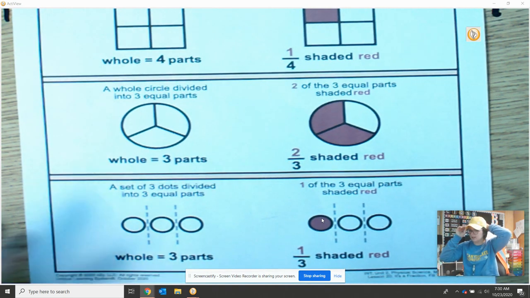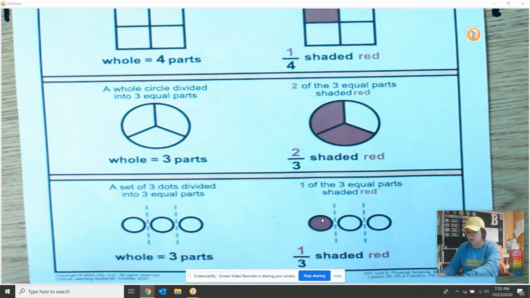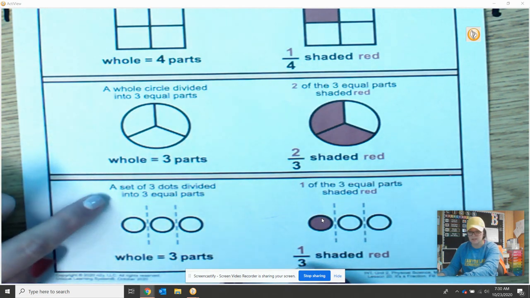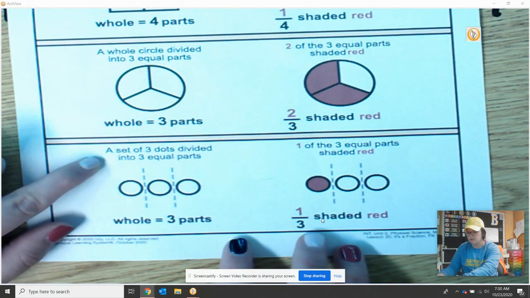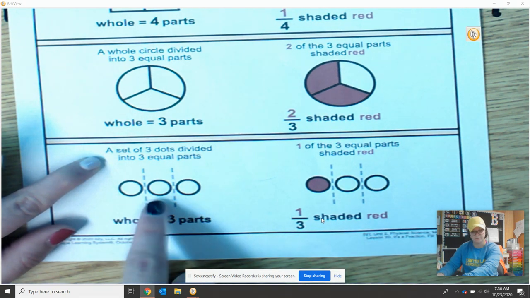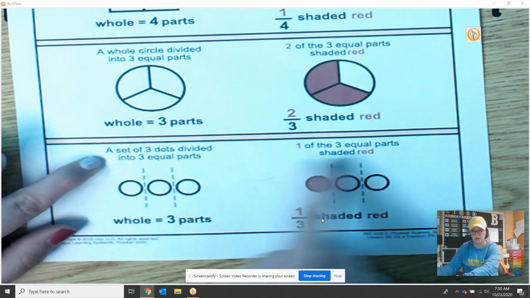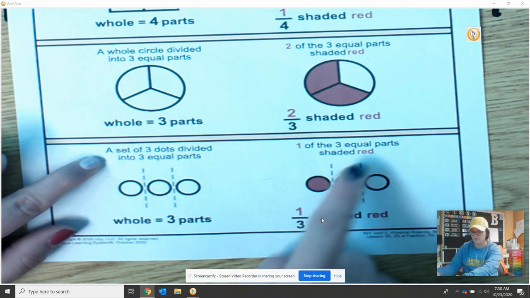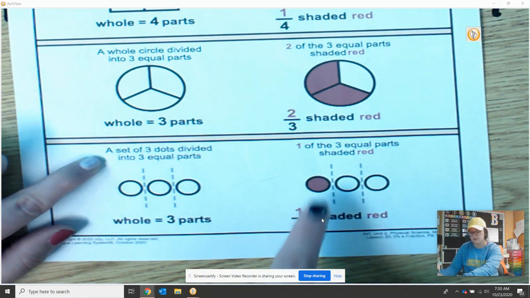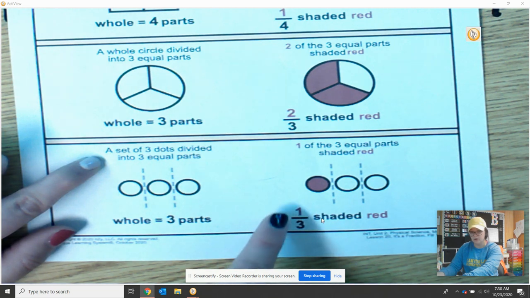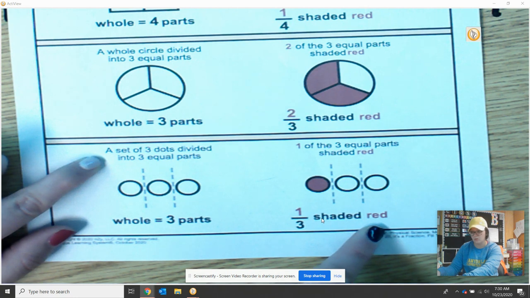Okay, it's a little tricky. We'll keep practicing. Let's talk about this last example here. I have a set of 3 dots divided into 3 equal parts. Let's use 1, 2, 3. So it's 3 parts. I'm going to shade one of the 3 equal parts red. So here I have 1 shaded. So I have 1 out of 3 shaded red. Okay, or 1/3 shaded red.